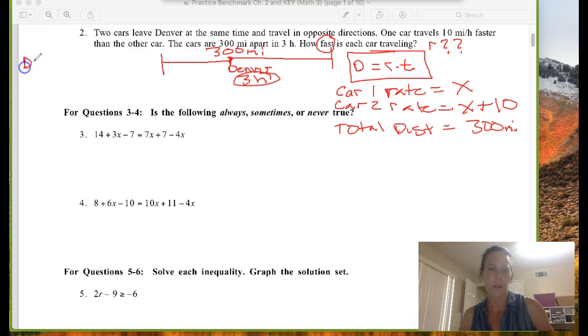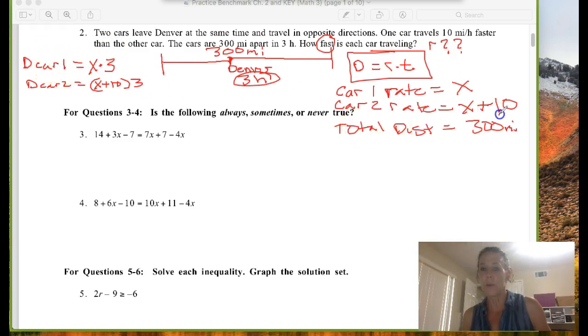Well, the distance for car 1 is going to be distance equals rate times time. So car 1's rate, which is x, times the 3 hours that they drove. Distance for car 2, that would be car 2's rate, which is x plus 10, times the 3 hours, the time that they drove, 3 hours. So that will be distance for car 2, and that will be distance for car 1.